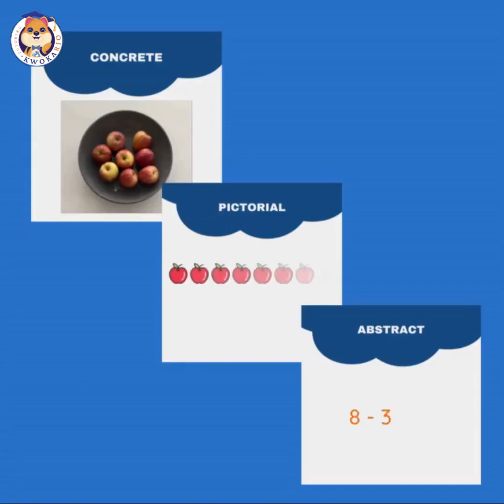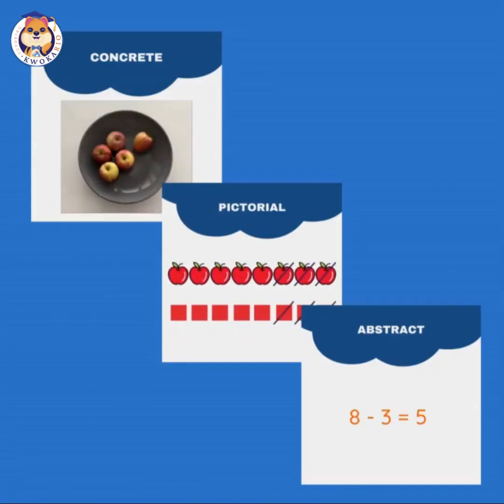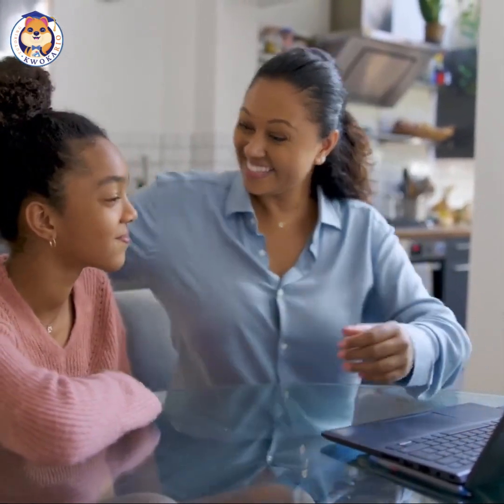The concrete and pictorial representations are there to help children to understand abstract mathematics. It's a good idea to show concrete, pictorial, abstract representations side by side so that children can begin to make links between them. So, next time you find yourself in a pickle while trying to teach your child math, remember the CPA approach.